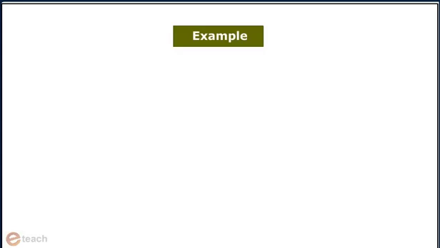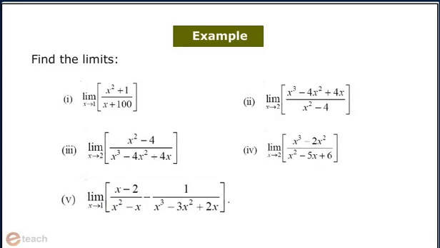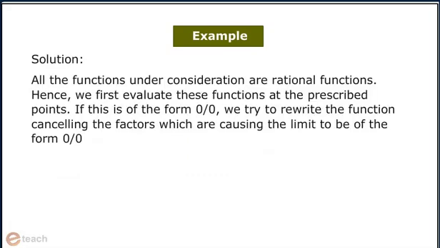Let's take an example. Find the following limits. All the functions under consideration are rational functions. Hence, we first evaluate these functions at the prescribed points. If this is of the form 0 by 0, we try to rewrite the function, cancelling the factors which are causing the limit to be of the form 0 by 0.